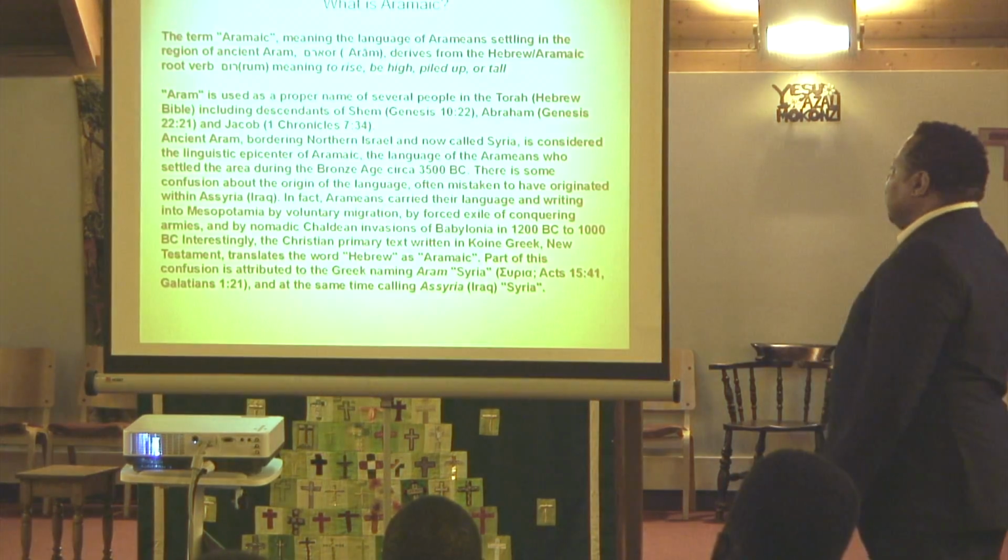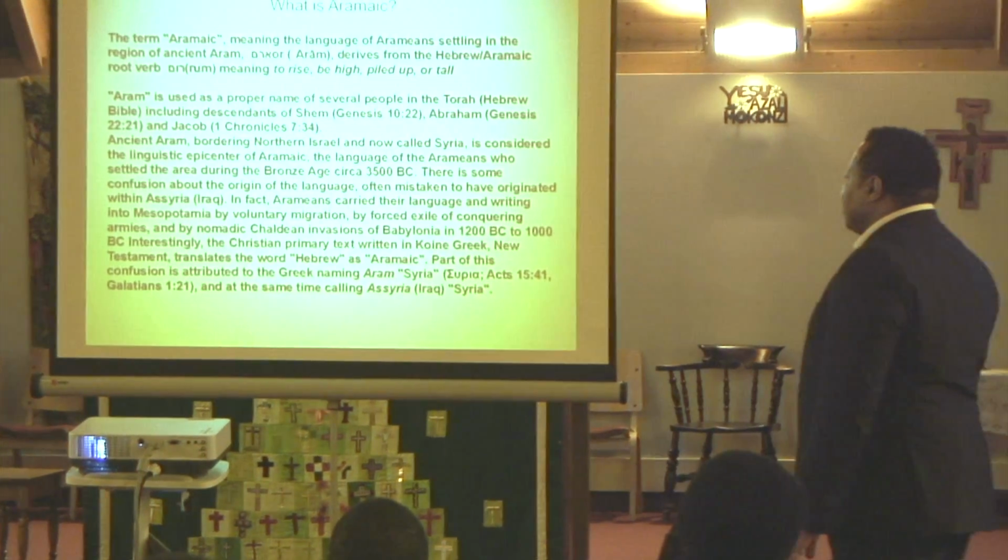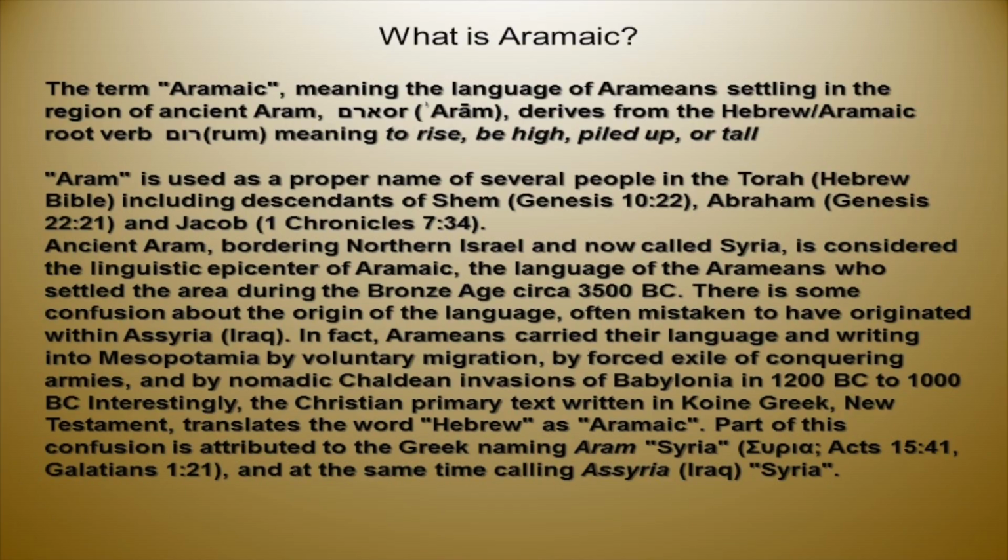I mentioned before about Aramaic. That's what I quickly touch on that. The term Aramaic meaning the language of the Arameans. You know that Abraham was an Aramean? It's actually in the King James Bible. He was a wandering Aramean, the Bible says. We call the part of the country where the Arameans come from Syria and part of Iraq as well. That was ancient Aram.